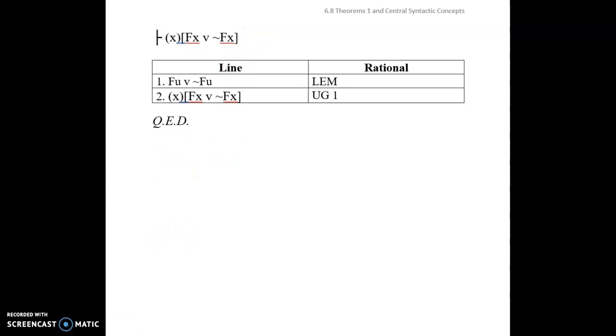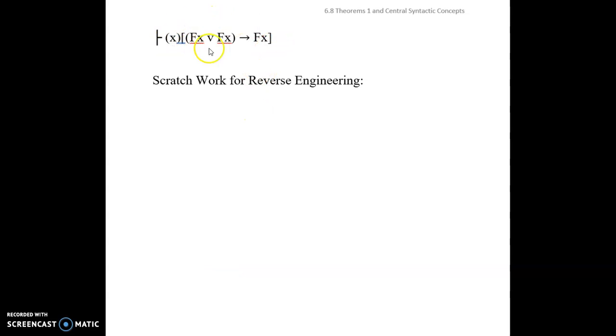Okay, let's try some more. Let's prove that this familiar-looking sentence, which should remind you of a theorem from propositional logic, much the way the last one did as well, is a theorem, and indeed it is. I want you to go ahead and prove it, but to start, let's do some reverse engineering. Suppose you had this. This is just our scratch work. We're going to figure out how to start. We need either an axiom or an assumption to start with.